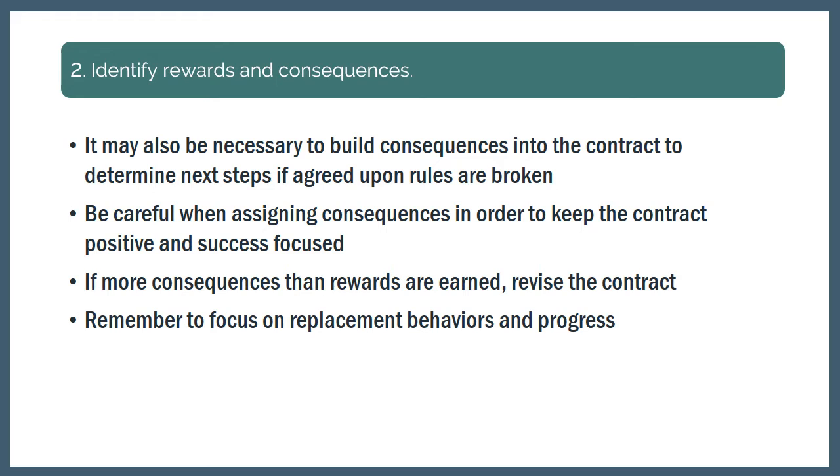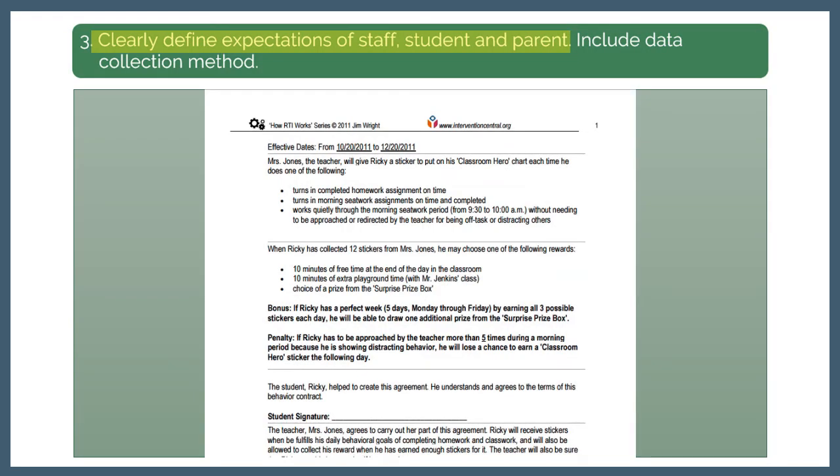Behavior contracts may require a trial and error period, which is to be expected. Support your team members to avoid discouragement, and don't be afraid to adjust the contract as needed for success. Now that reinforcement has been selected, it's time to define the roles and expectations of those included in the contract.